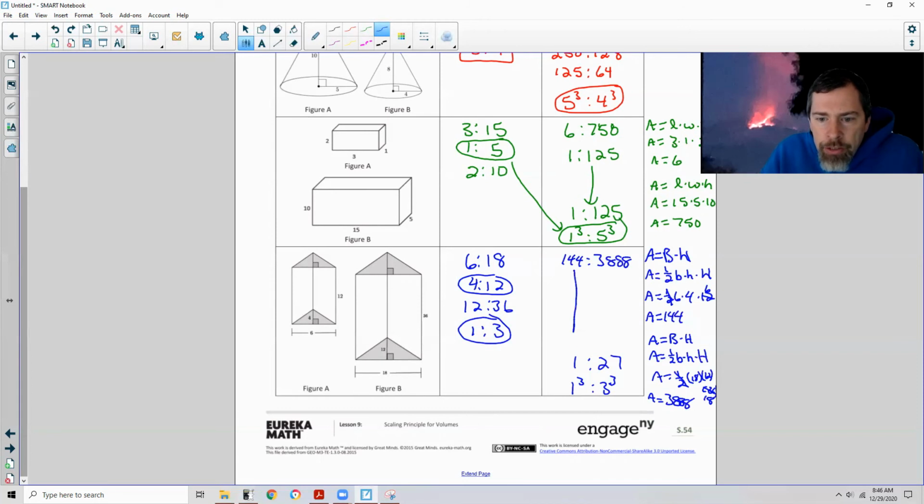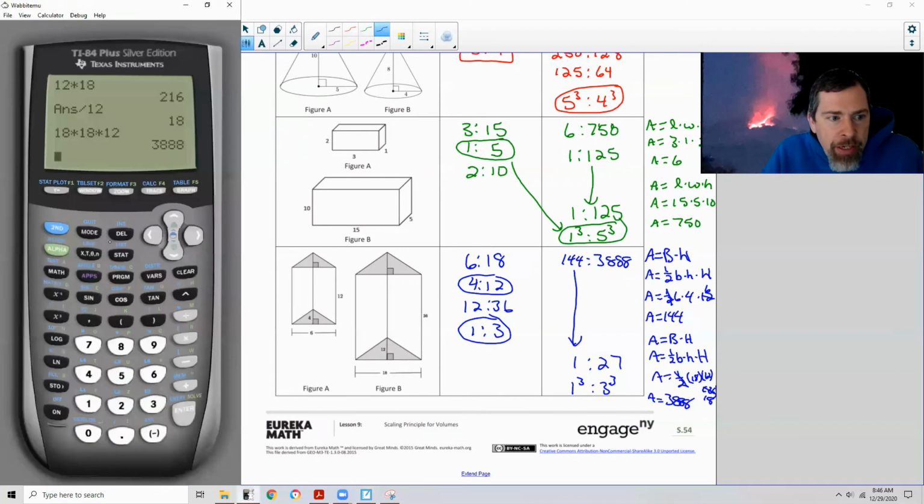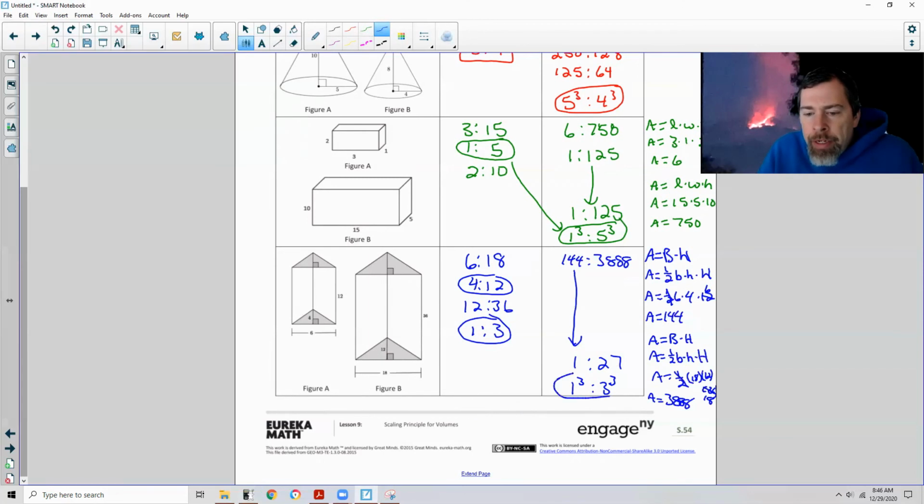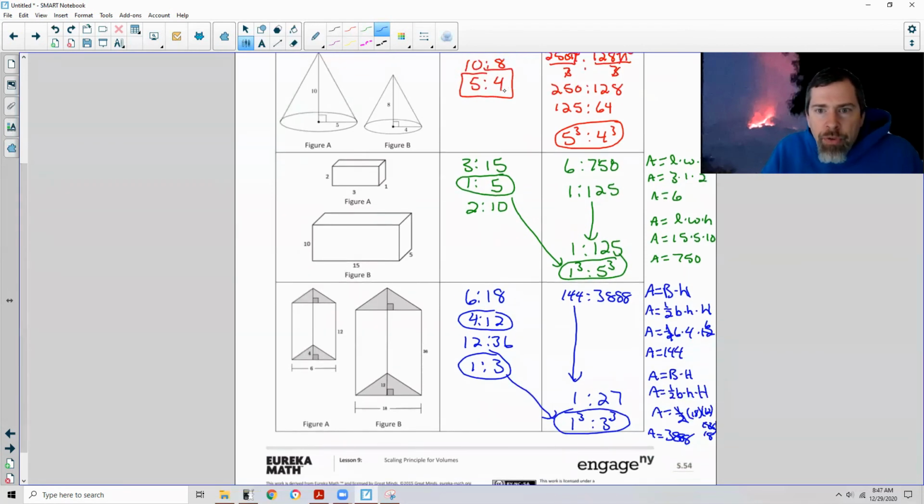So since we are getting to 1 here, then I would divide by 144. If I take 3,888 and divide it by 144, I should get 27. And sure enough, it's 1 to 27, which is 1 cubed to 3 cubed. So what we said on the prior page has turned out to be true. 5 to 4, 5 cubed to 4 cubed. 1 to 5, 1 cubed to 5 cubed. 1 to 3, 1 cubed to 3 cubed.